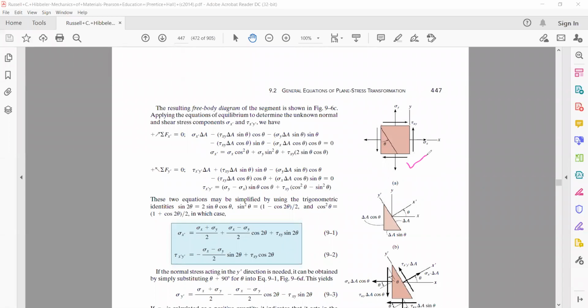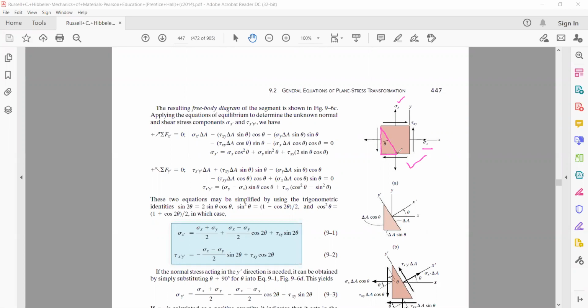This element is in a state of stress, with sigma x, sigma y, and tau xy. This is our x-axis, this is the y-axis. What we are doing is taking a wedge. Look at the wedge that has been taken. A wedge element has been drawn on this element.